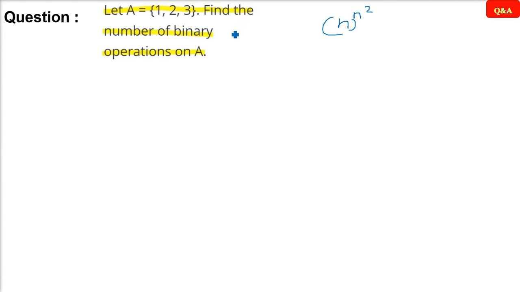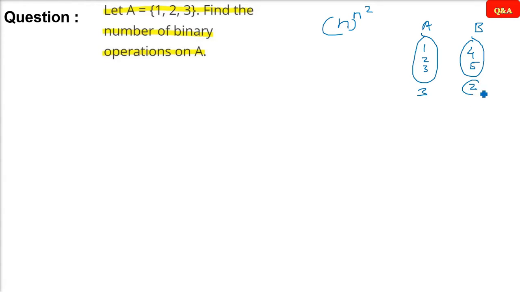So let us say we have a set A = {1, 2, 3}. We have to find the number of binary operations on A. Before going to this, let me give you some background. We have a set A and a set B. Let us say A has 3 values, 1, 2, 3, and B has 2 values, 4 and 5. So B has 2 elements, A has 3 elements.